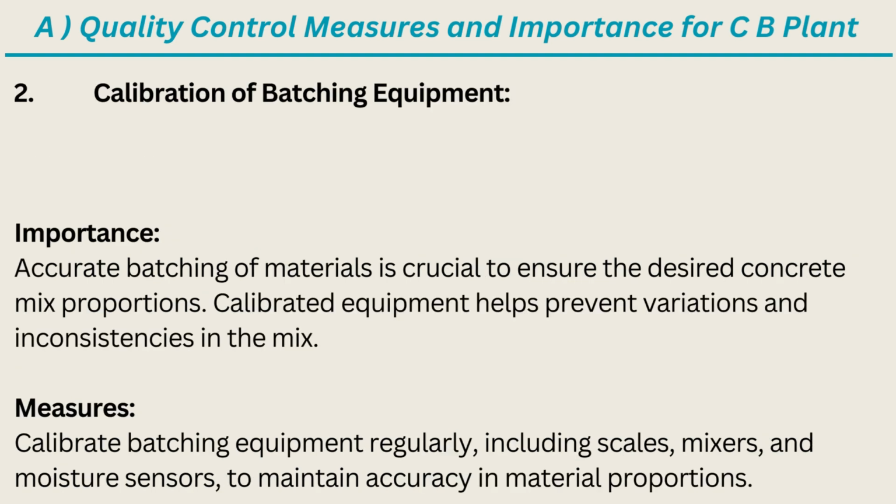2. Calibration of batching equipment. Importance. Accurate batching of materials is crucial to ensure the desired concrete mix proportions. Calibrated equipment helps prevent variations and inconsistencies in the mix. Measures. Calibrate batching equipment regularly, including scales, mixers, and moisture sensors, to maintain accuracy in material proportions.